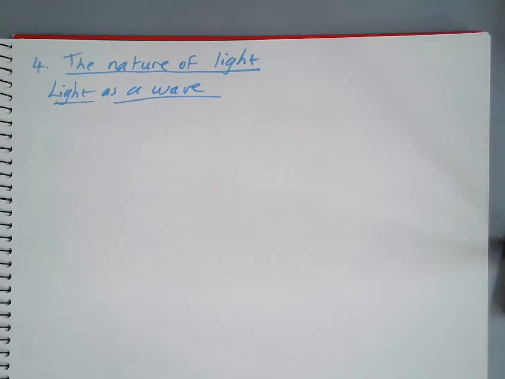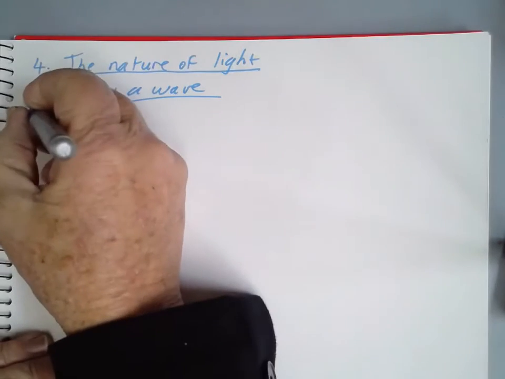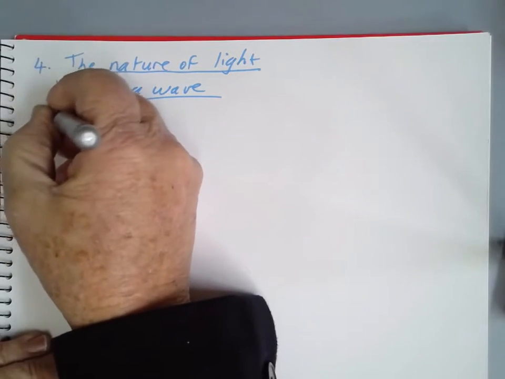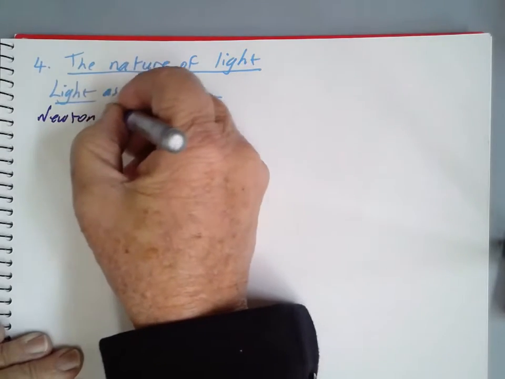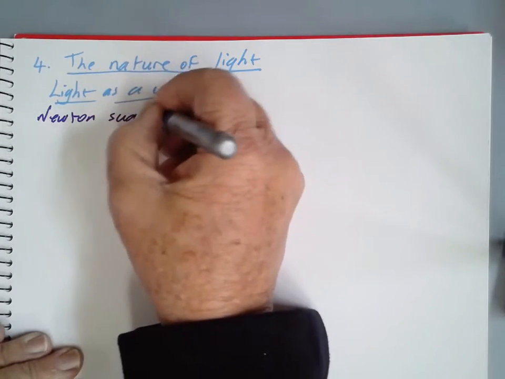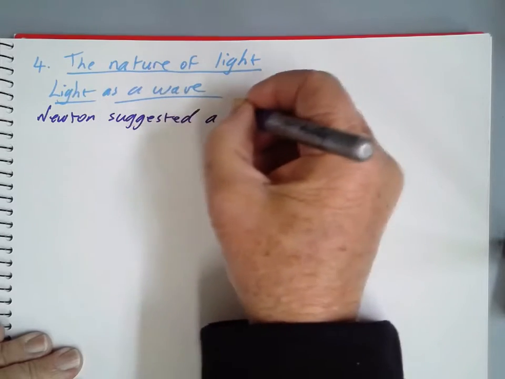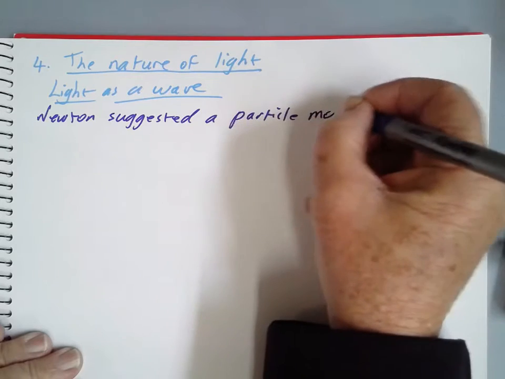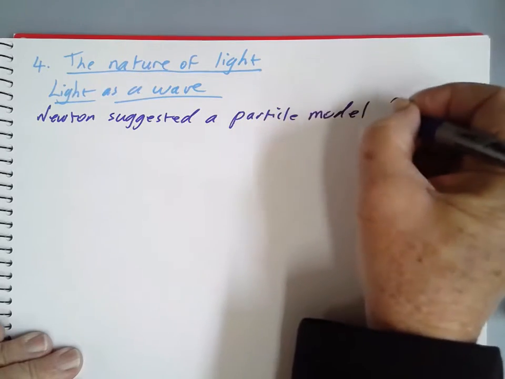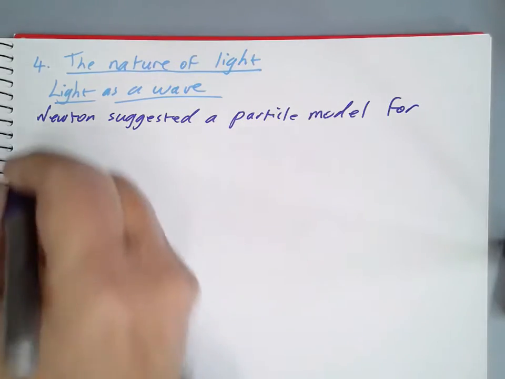Welcome to number 4 about light and waves, the nature of light as a wave. Newton. This is one of the few times Newton got things wrong. So Newton suggested a particle model for light.